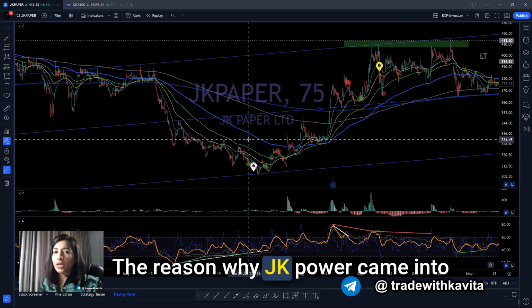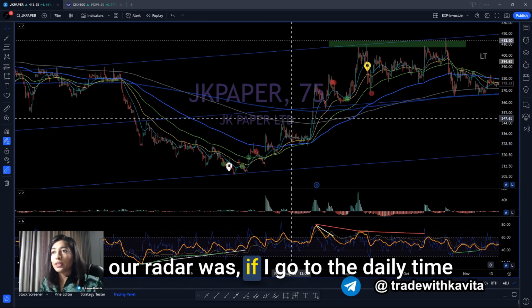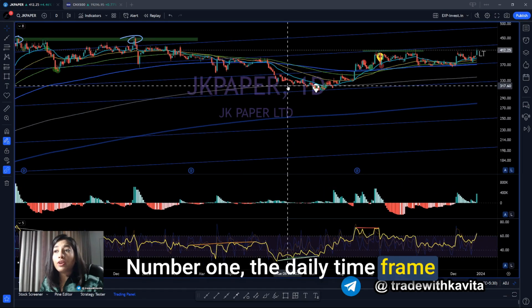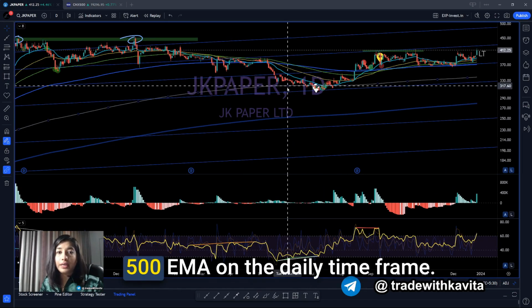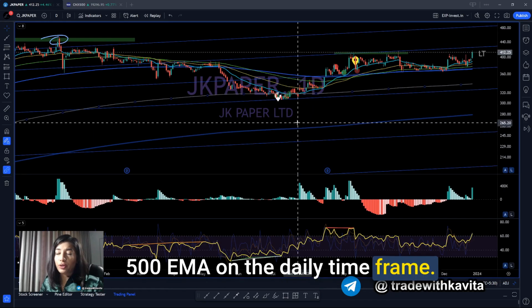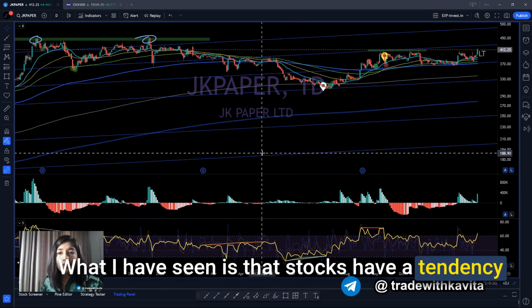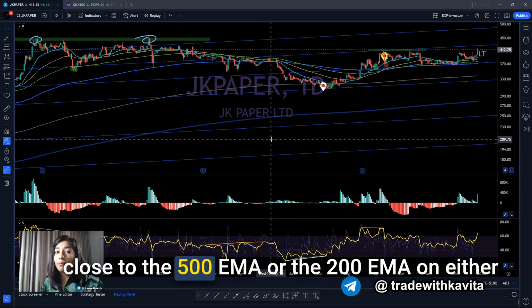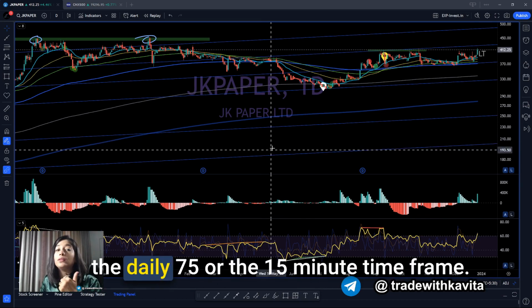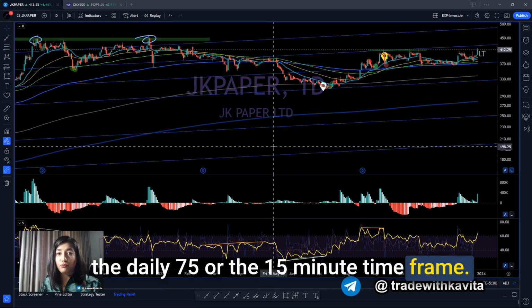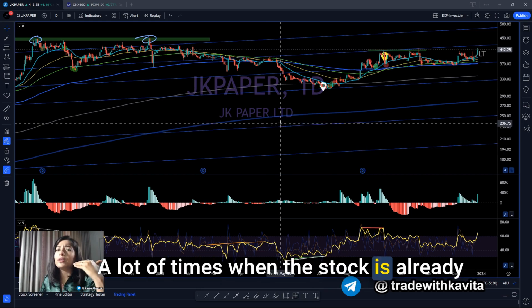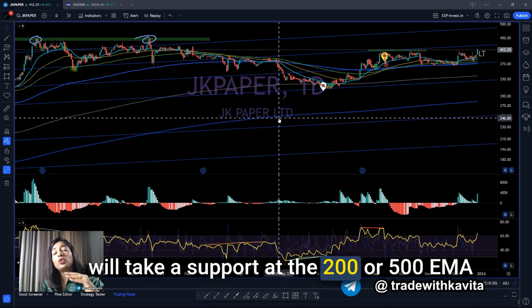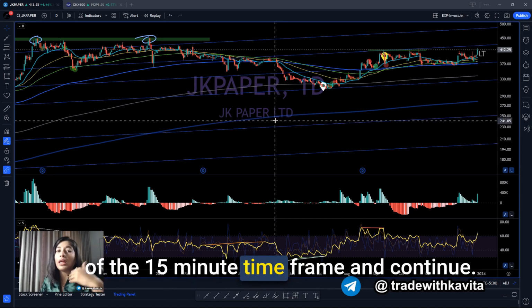The reason why JK Paper came onto our radar was, if I go to the daily time frame and show you, two reasons. Number one, the stock was hovering very close to the 500 EMA on the daily time frame. What I have seen is that stocks have a tendency to give a strong bounce back when they come close to the 500 EMA or the 200 EMA on either the daily, 75, or 15-minute time frame. A lot of times, when the stock has already started an uptrend, it will take support at the 200 or 500 EMA in the 15-minute time frame and continue.